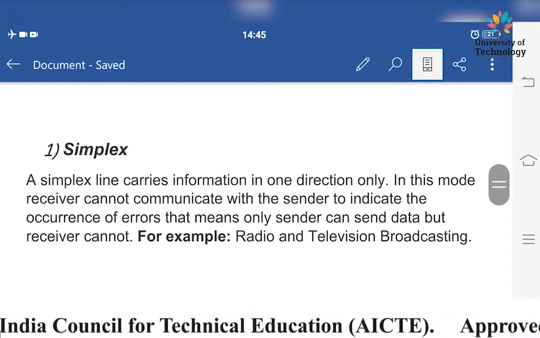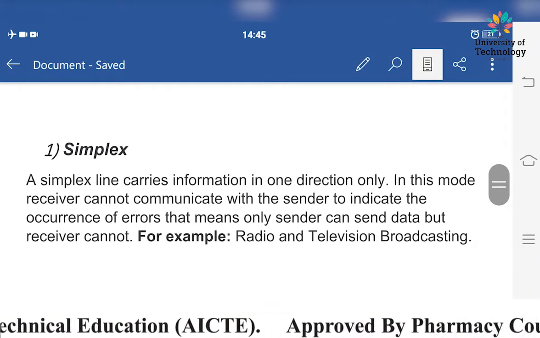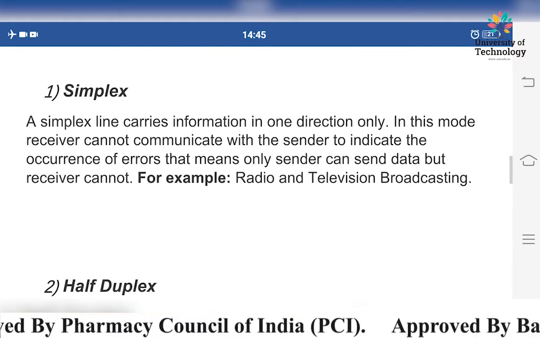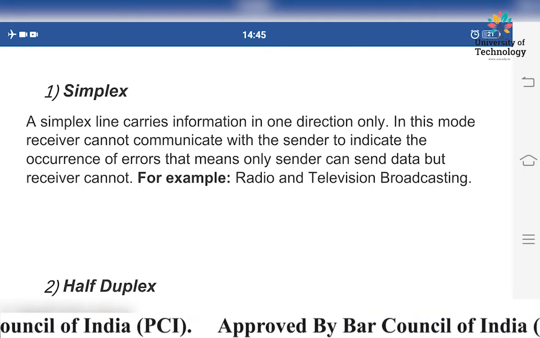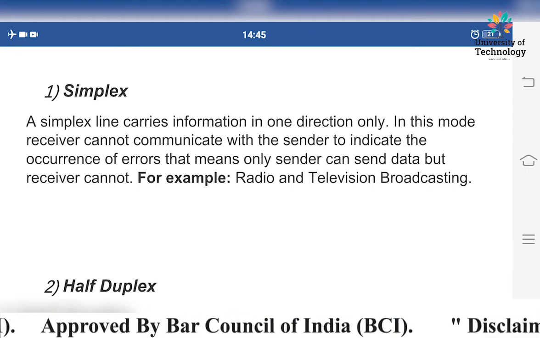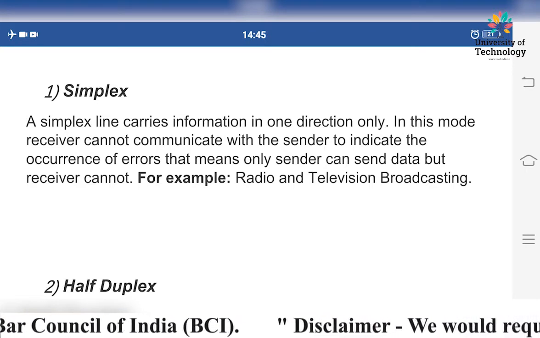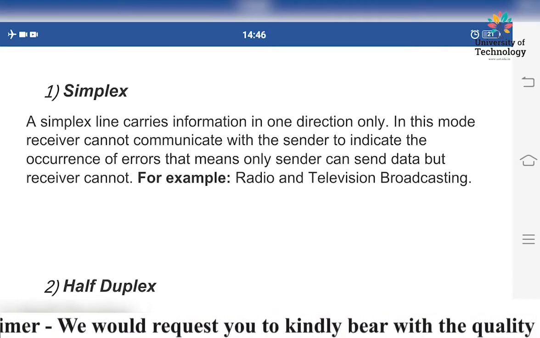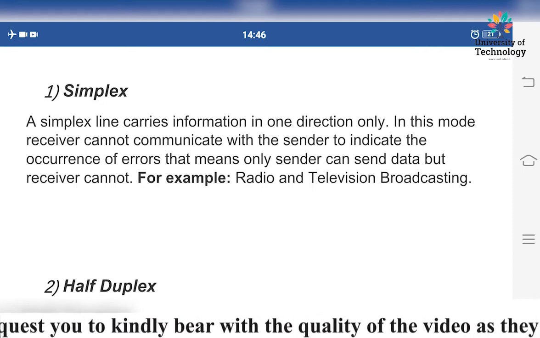What was simplex? Simplex was a mode of transmission in which the sender can send the data only to one side, that is, the information can be transferred only in one direction, not in both directions. And what was the example of it? Radio and television are examples of simplex.